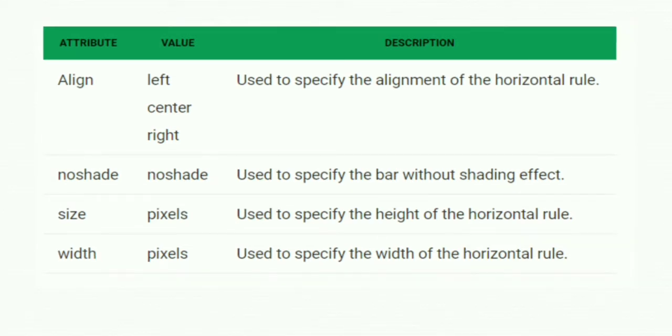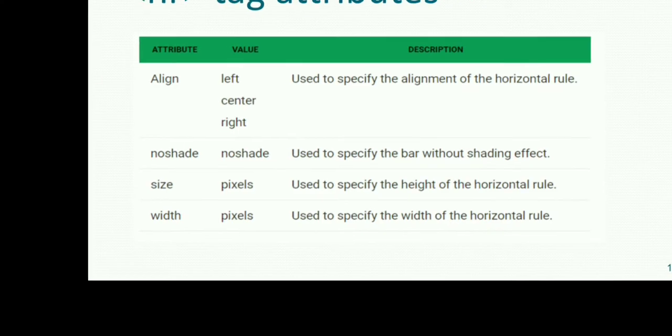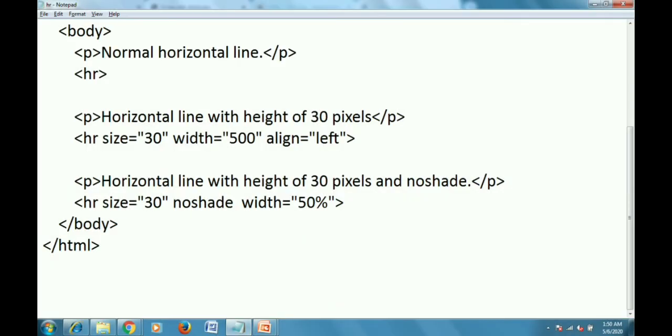Now then we have the size attribute. It is used to specify the height of the horizontal rule. Okay, then we have the width attribute. It is used to specify the width of the horizontal rule. You can give the value of the width in the form of pixels or in the form of percentage as well. Okay, let's see the example of the same.